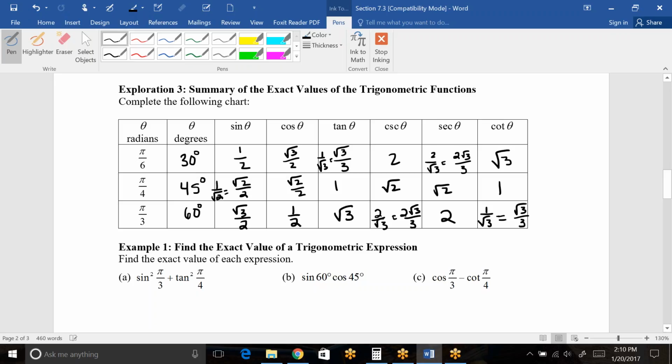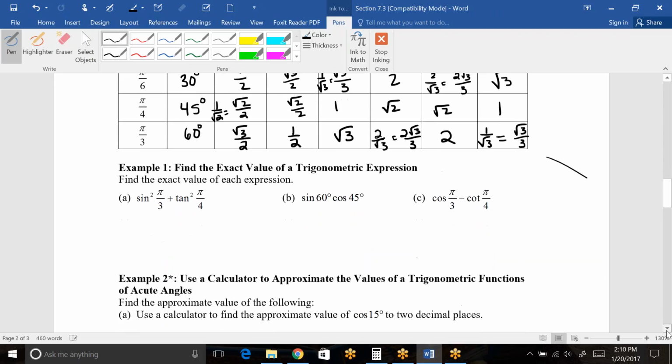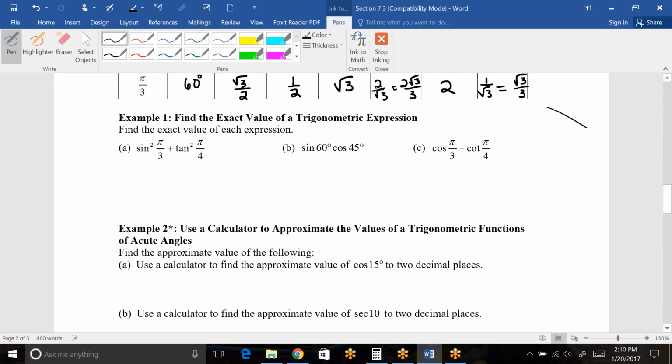So out of all of this, sine, cosine, and tangent are going to be the most important, but it's good to make sure you can find the ratios quite easily.